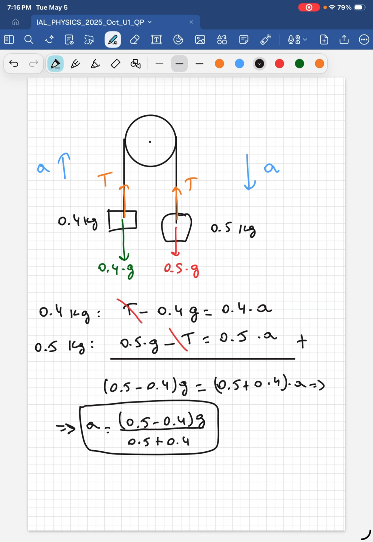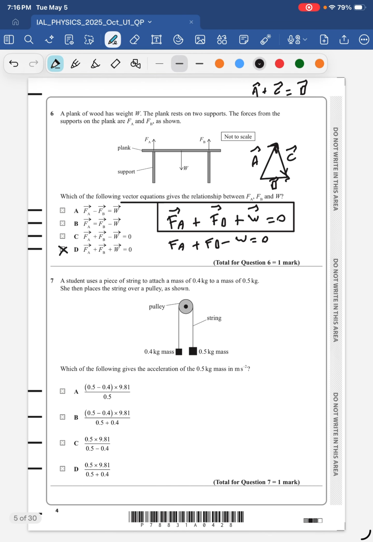So, anyway, if we go back, we see that the correct option is B. Okay, and this was a hard problem, I think. So we are ready to move on.